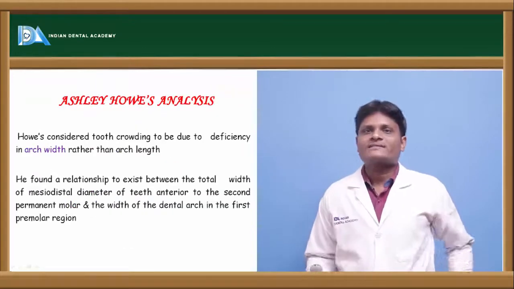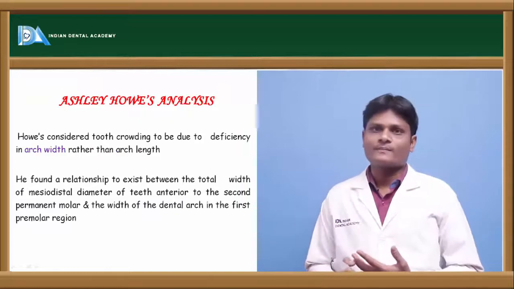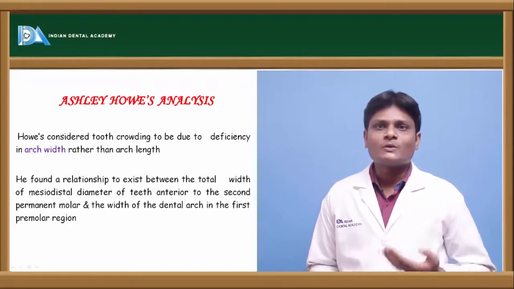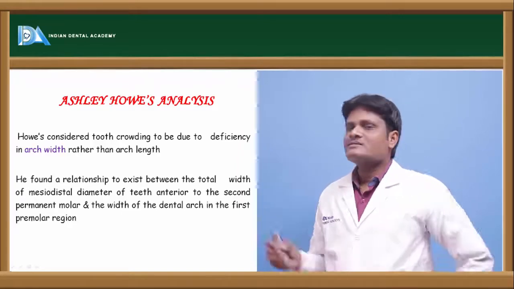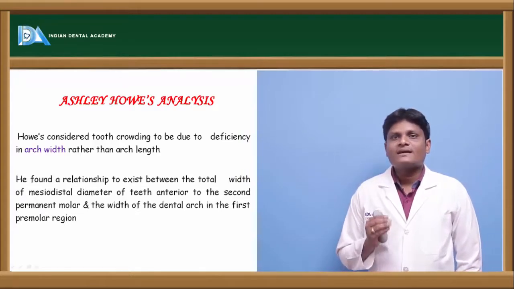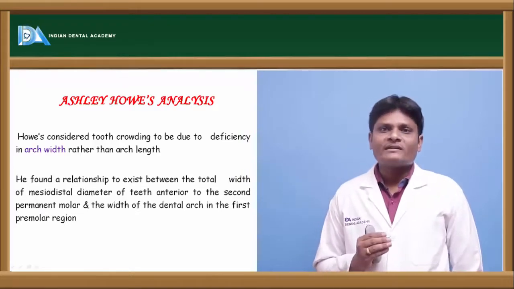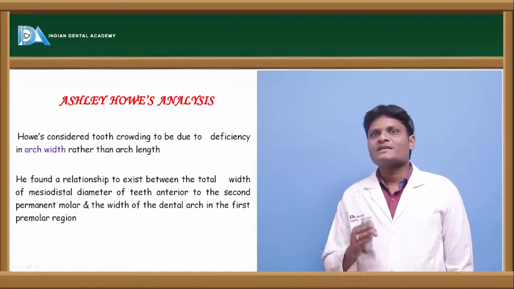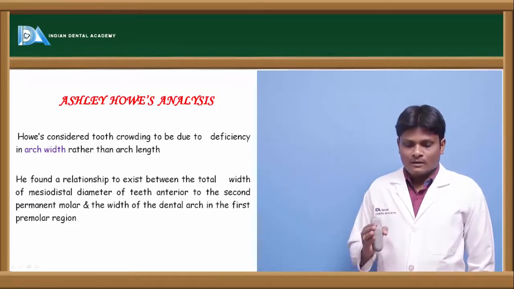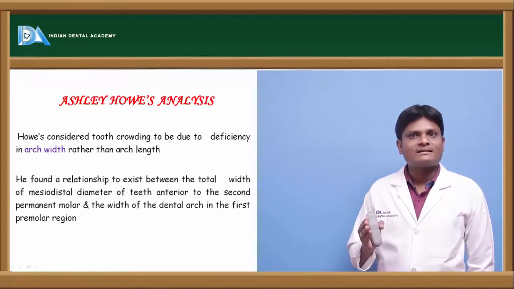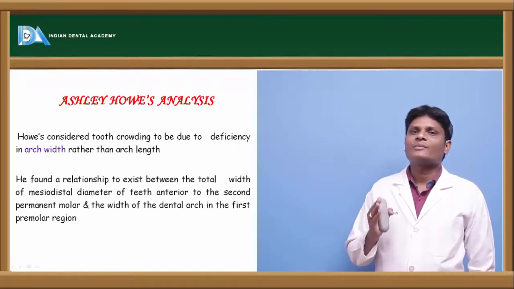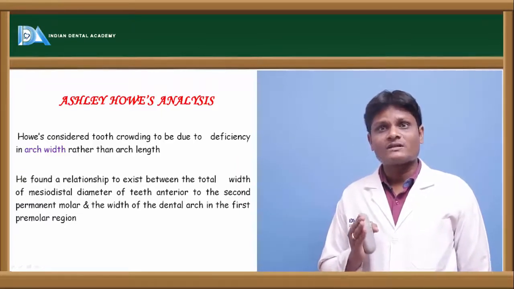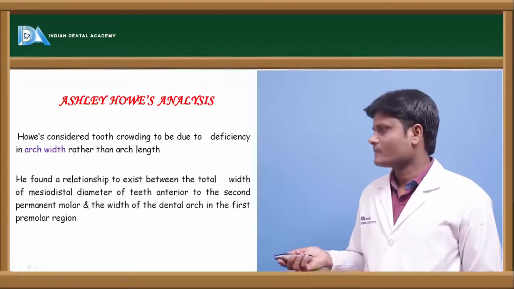Okay. The next important analysis is Ashley-Howe's analysis. According to this analysis, crowding occurs mainly due to discrepancy between the tooth material and arch width. Howe says that there is a relationship between total tooth material mesial to the second molar and the width of the arch in the region of premolar. So this is the analysis that says that crowding in the dental arch occurs mainly due to discrepancy between tooth material mesial to the second molar and arch width in the region of the first premolars.